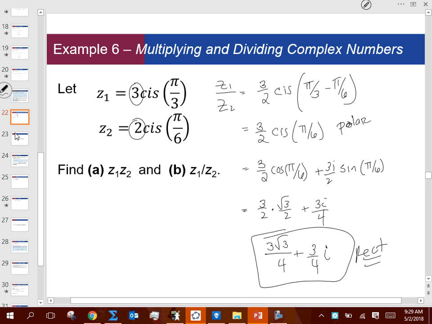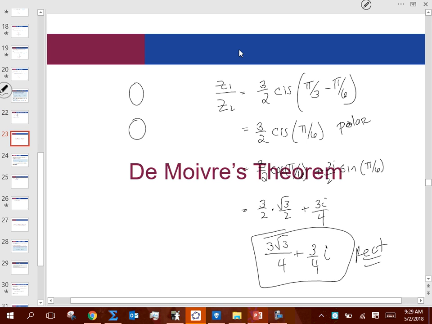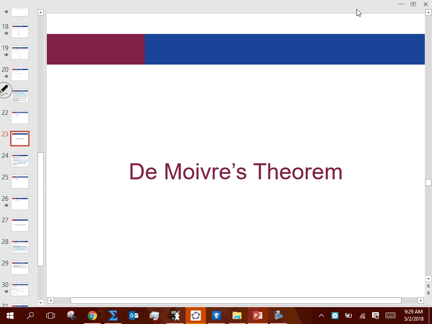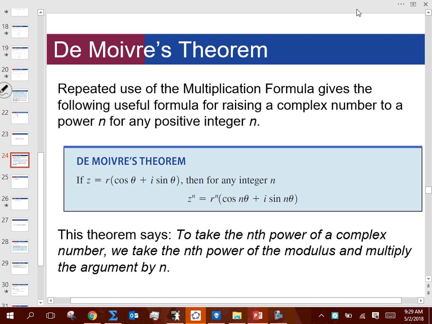That gets us into what we refer to as De Moivre's theorem. De Moivre's theorem is actually that idea, but it deals with repeated multiplication, doing the same multiplication over and over again. So it says repeated use of the multiplication formula that we just talked about gives the following useful formula for raising a complex number to a power of n for any positive integer n.